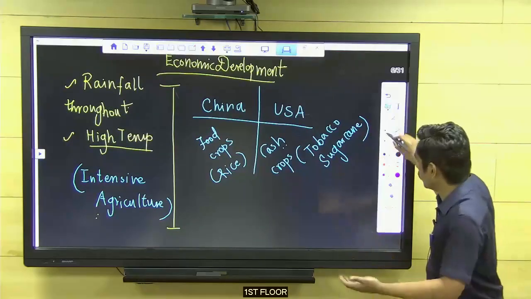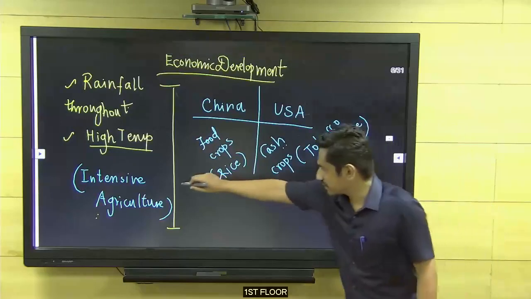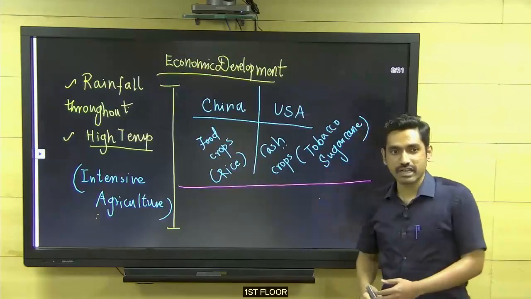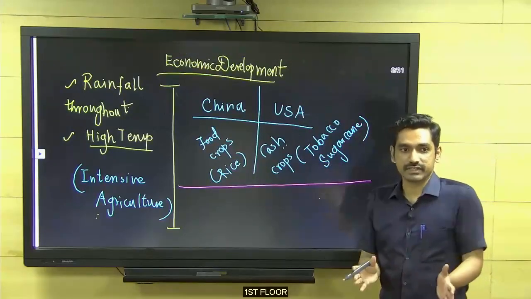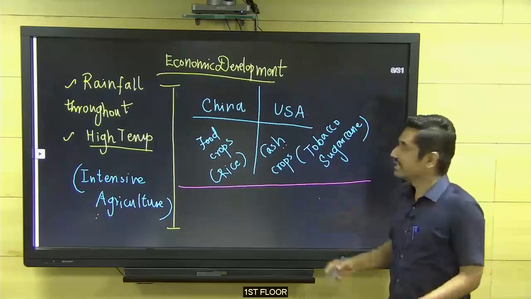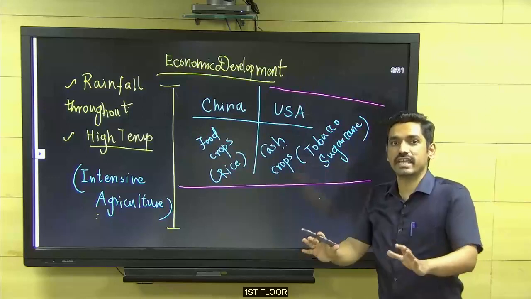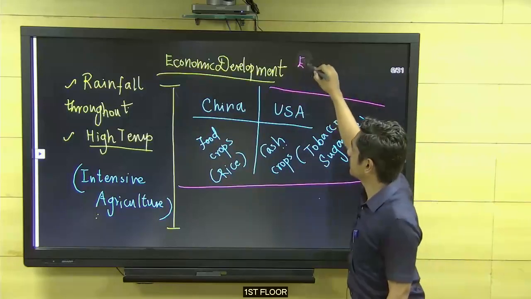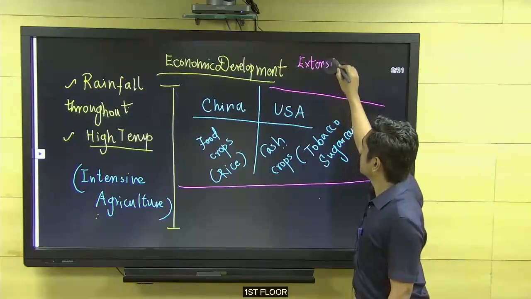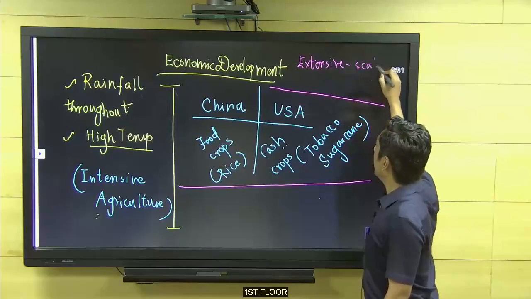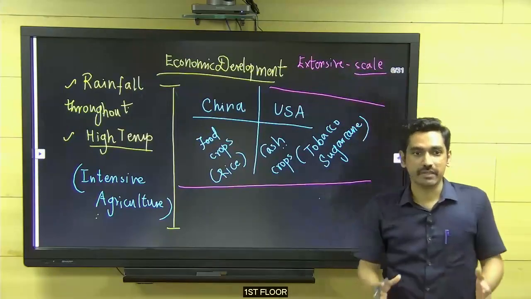Now, some of you will be familiar, but still, let me explain in case you're not. What do you mean by extensive versus intensive? What exactly does it mean? See, extensive is a type of agriculture where you're talking about scale. That's all. Extensive is about scale. How large an area can be cultivated.